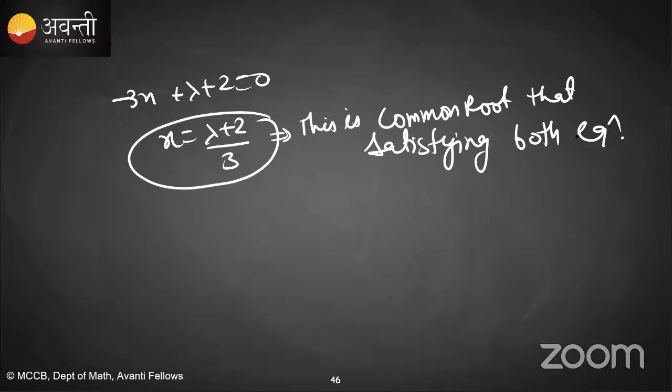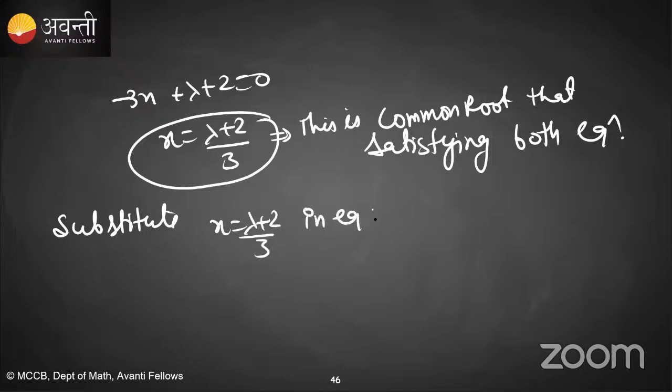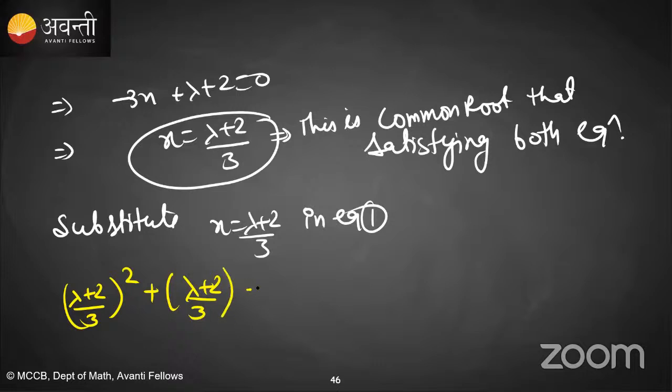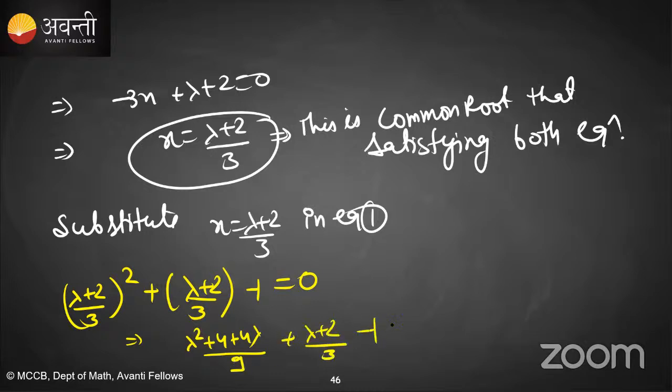So what you can do is back substitute this common root in equation 1. Substitute x is equal to lambda plus 2 upon 3 in equation 1. Equation 1 is x square plus x minus 1, right. Substitute it. In place of x, write lambda plus 2 by 3, the whole square, plus lambda plus 2 by 3 minus 1 is equal to 0. Solve it. What will you get? a square plus b square plus 2ab divided by 9 plus lambda plus 2 by 3 minus 1 is equal to 0. Take the LCM and solve; what will come? Lambda square plus 7 lambda plus 1 is equal to 0. So this is the answer.